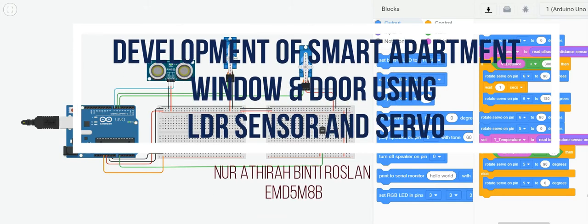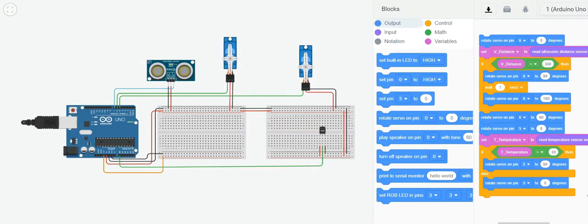Today I'm going to present my project 2 of my MEC 522 control course. The project is the development of a smart apartment window and door using an LDR sensor and servo. So let's get to it.